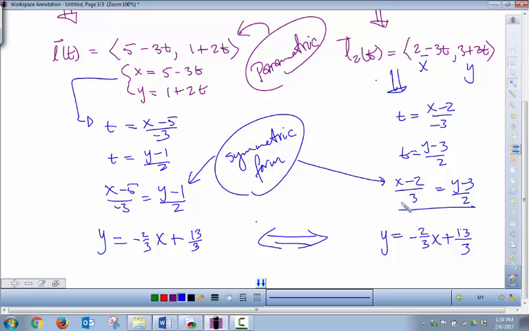Is this negative? The 3? Yeah. Okay, cool.